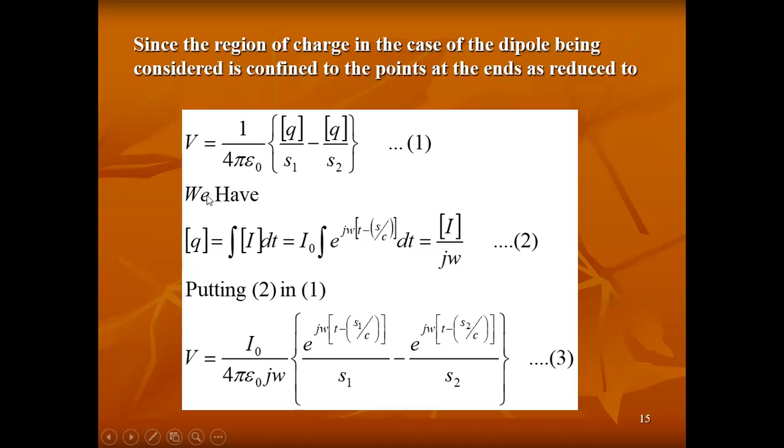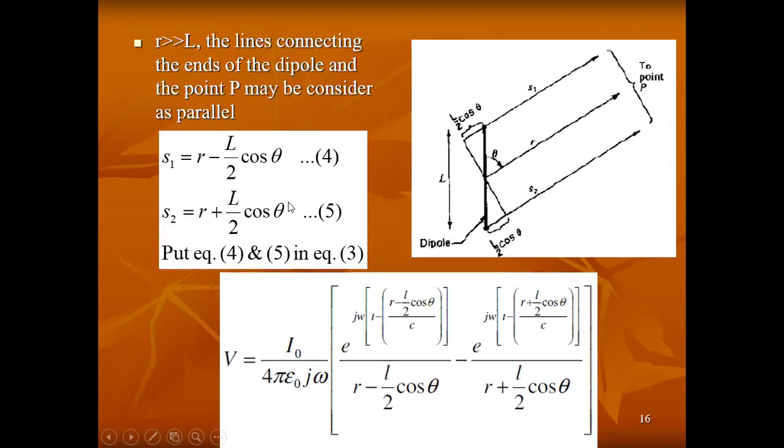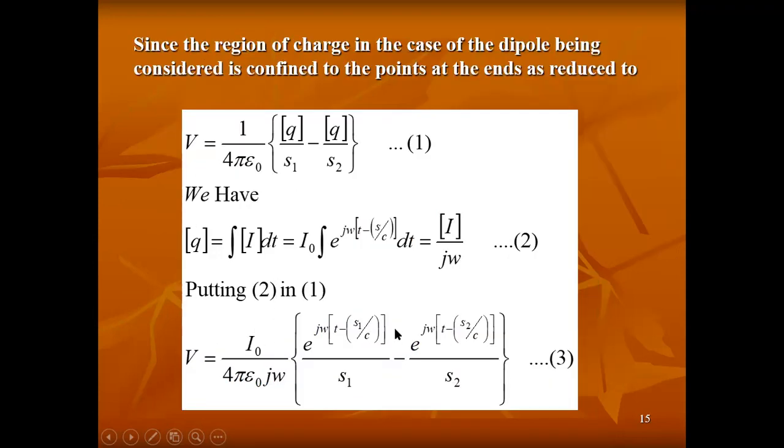So we got this. Again we do the integration over the current I dot dt. So I0, and we can have this integration formula dt. So I equals dq by dt, so this is the value of Q. You put the value of Q in equation 1. After putting this value of Q in this equation, this is also Q, this is also Q, divided by S. So we have put this value.